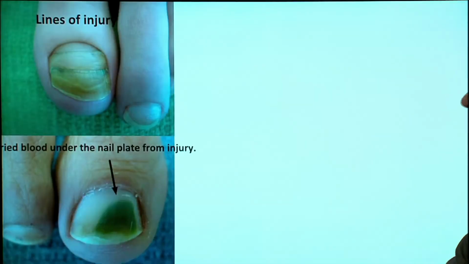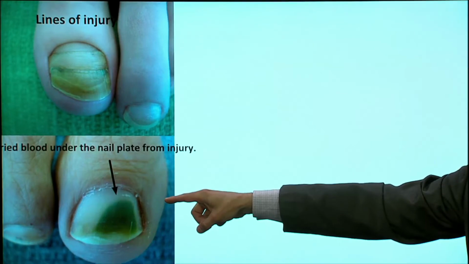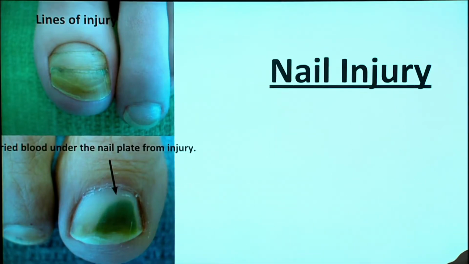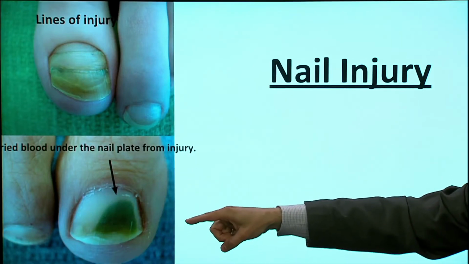Okay. Here's another nail issue. Okay, let's look at what happened here. See these two pictures here. This one on top has those lines, and this one has some blood underneath it. Both of these, what do you think they're caused by? These are caused by nail injury or nail trauma. Basically that line is the area that was hit on this top picture, and this area is where the blood is underneath the nail.